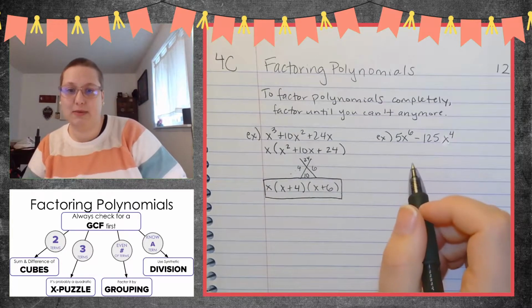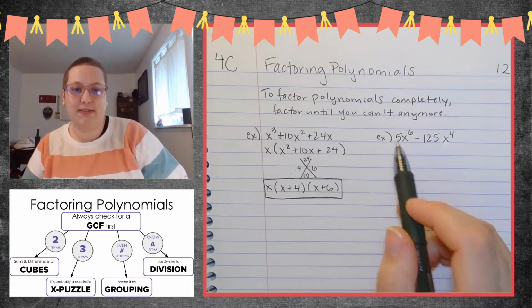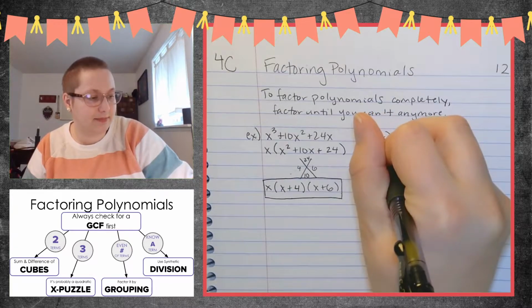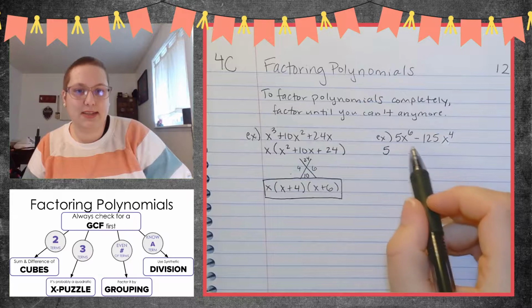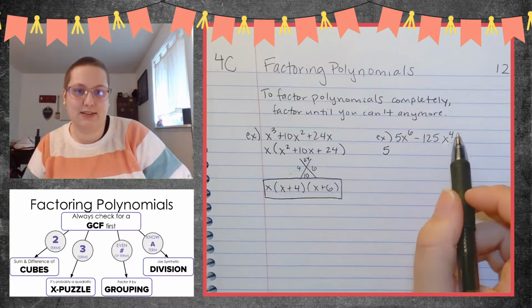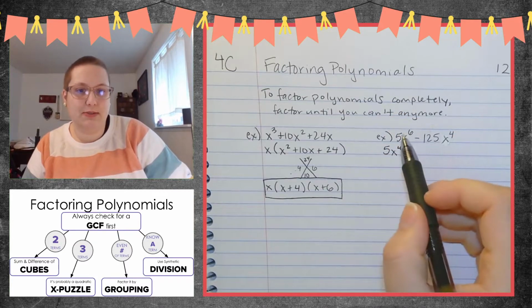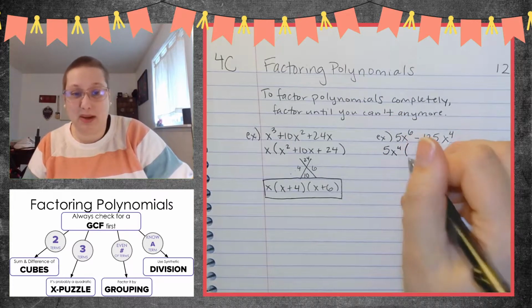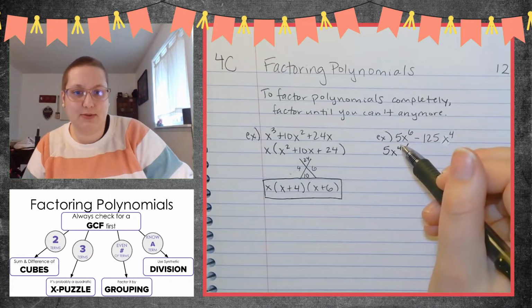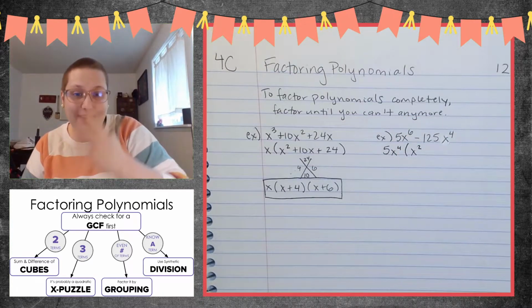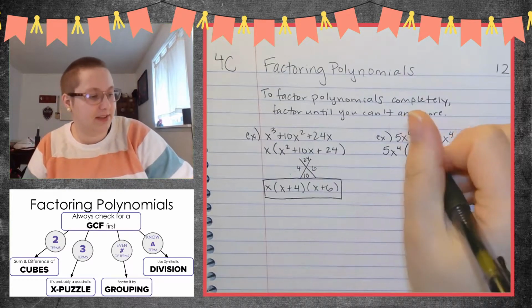I'm going to take out a greatest common factor. Well, 5 and 125 can both be divided by 5, so I'm going to do that. And then the lowest x value, because there's an x in both these, is x to the 4th, so I can take an x to the 4th out of both. So when I do 5 divided by 5, I get 1. I'm not going to write it. And then I subtract 4 from the power, so this is x squared. And then 125 divided by 5 is 25.